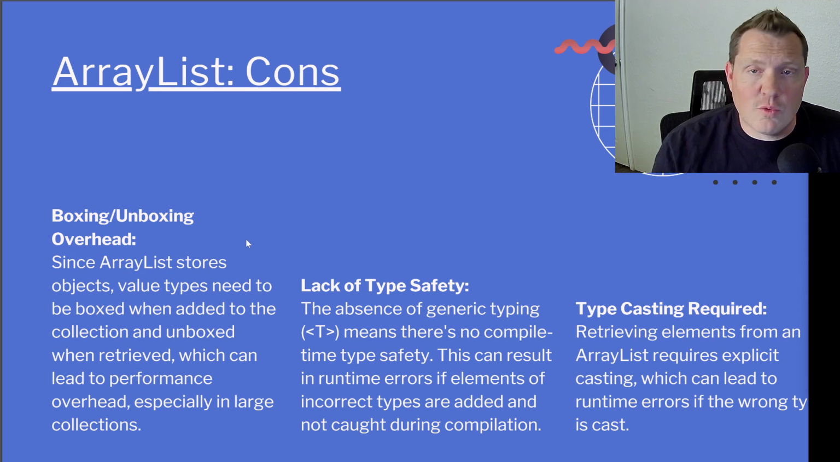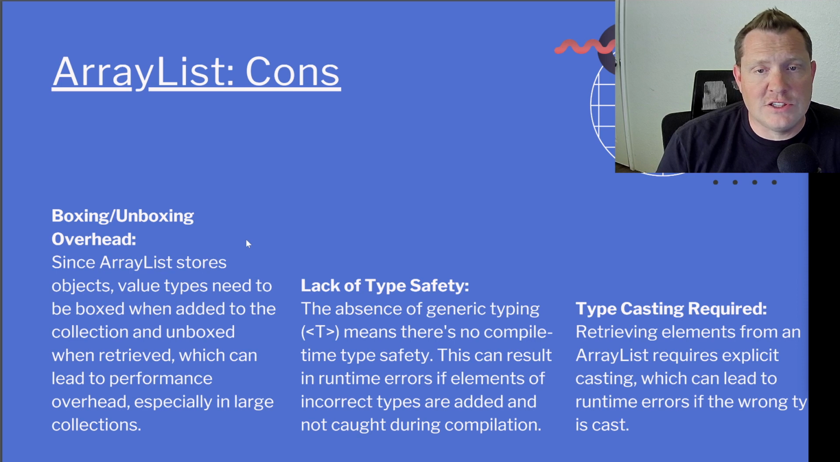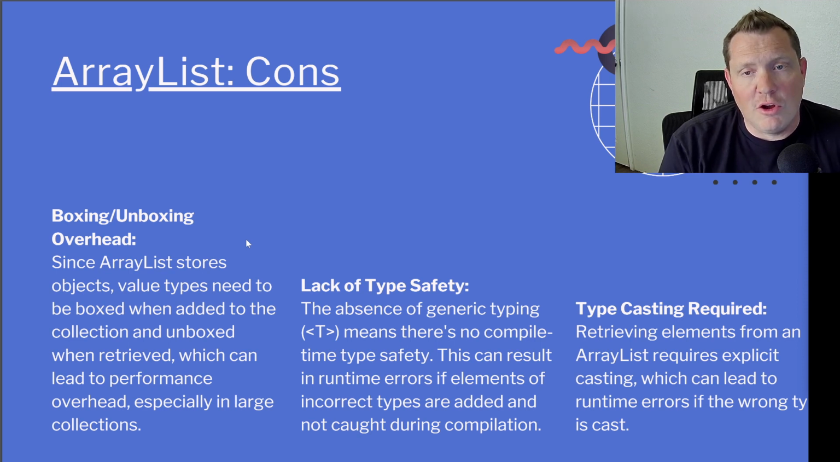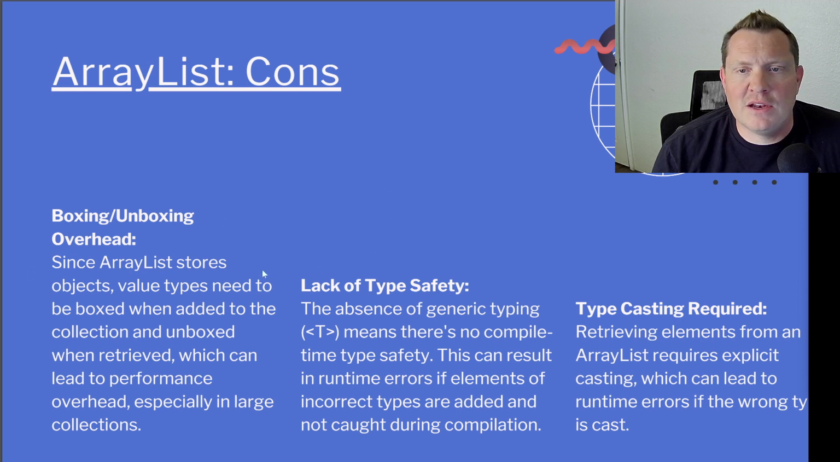So the cons of an ArrayList is boxing and unboxing, the overhead there. Since ArrayList stores objects, value types need to be boxed when adding to the collection and unboxed when retrieved, which can lead to performance overhead, especially in large collections. Now, on modern architectures, we don't really see a lot of this, and I don't know that I've ever really looked at an application and been like, oh man, that boxing overhead. But if you get into really large collections, this would probably make a big difference.